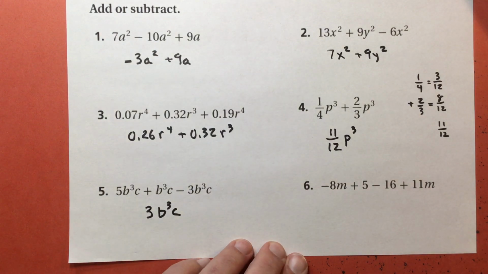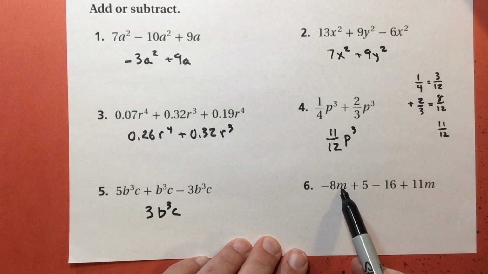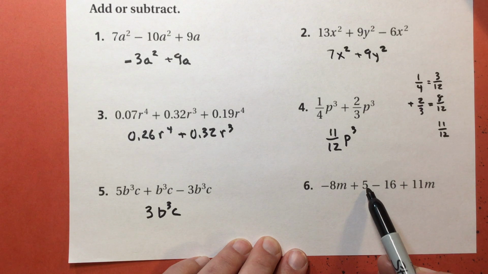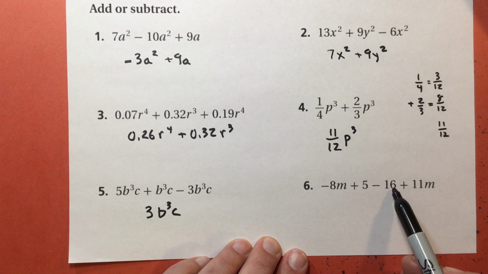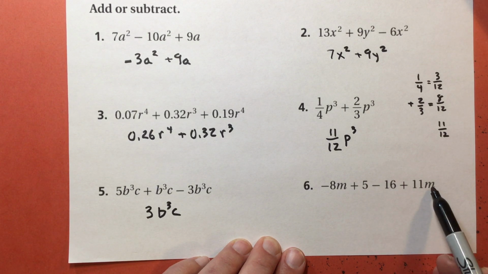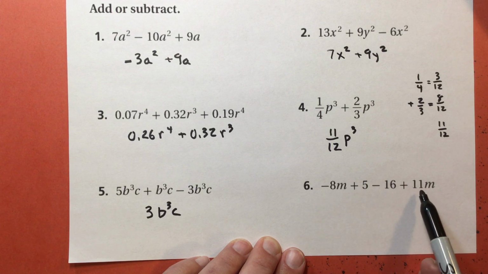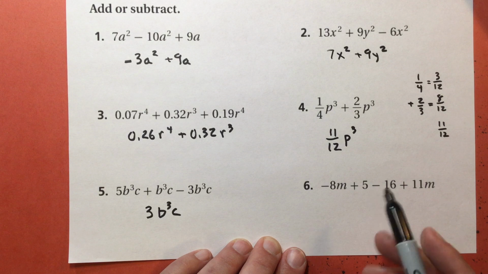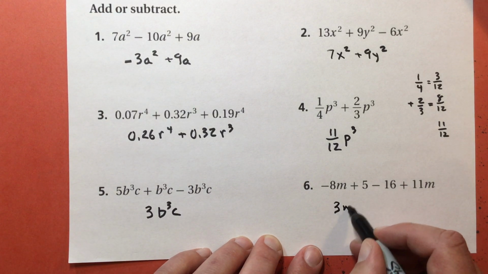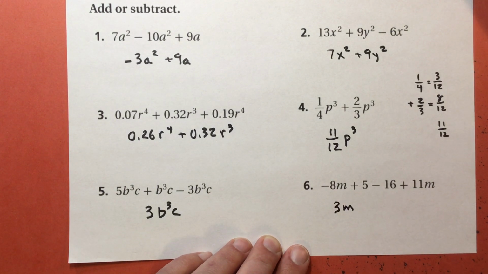Finally, for problem number 6, I have m and I have constants. Here's another constant, a bunch of constants I should say, and here's another bunch of m's. So I'm going to put the m's together. Negative 8 plus 11 is the same as 11 subtract 8, which is 3. 3m.